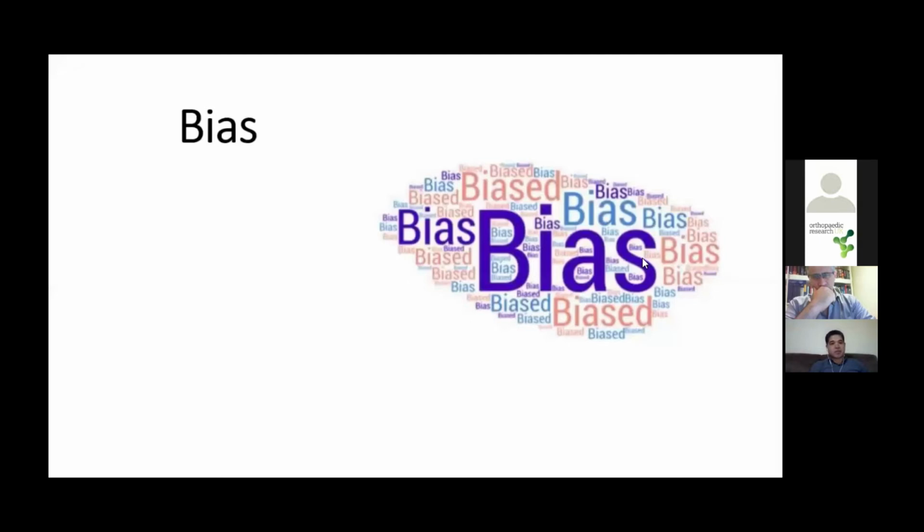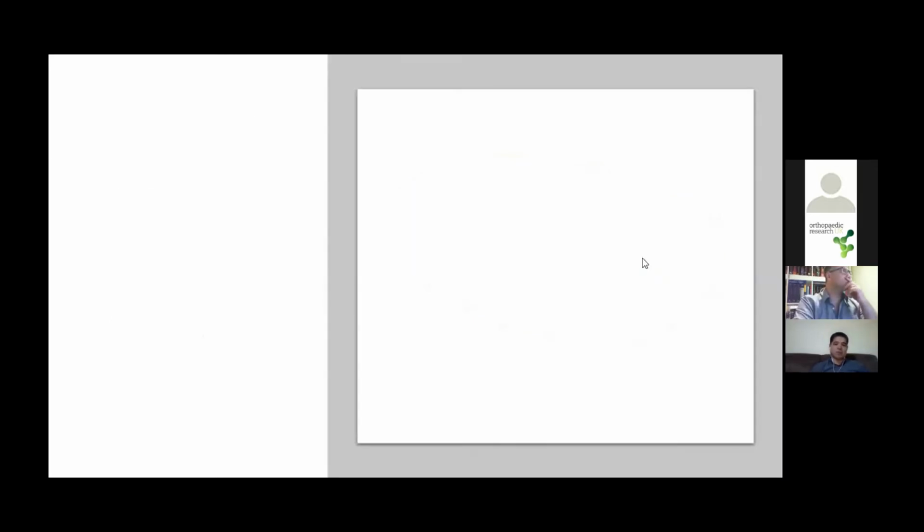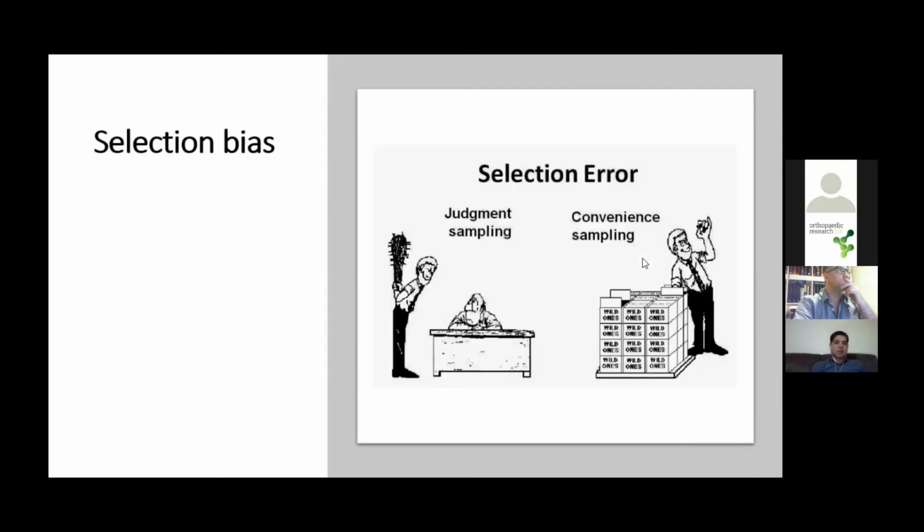So bias, what is bias? Bias is a flaw in impartiality, any systematic error in the methodology of your study or trial, and it is considered bias. Bias has different types. The first one is selection bias. You are doing a trial comparing one type of knee replacement to another, and you select straightforward cases in one arm, and elderly, obese patients with high BMI in the other arm. That is selection bias, because it would affect the results, as we expect more complications from elderly, obese patients. So it is a systematic error due to a non-random sample.